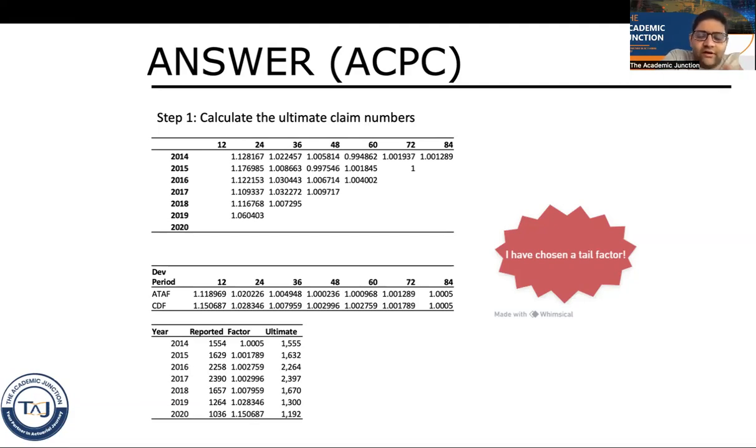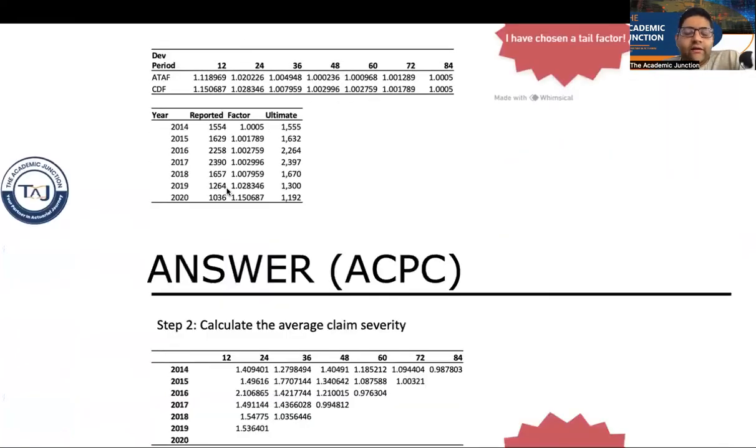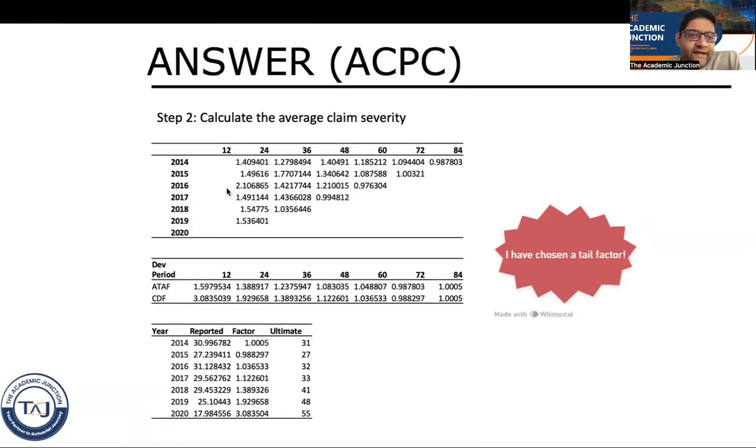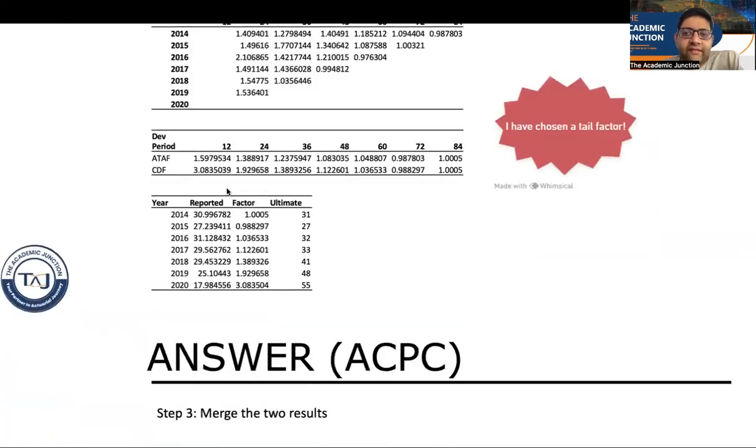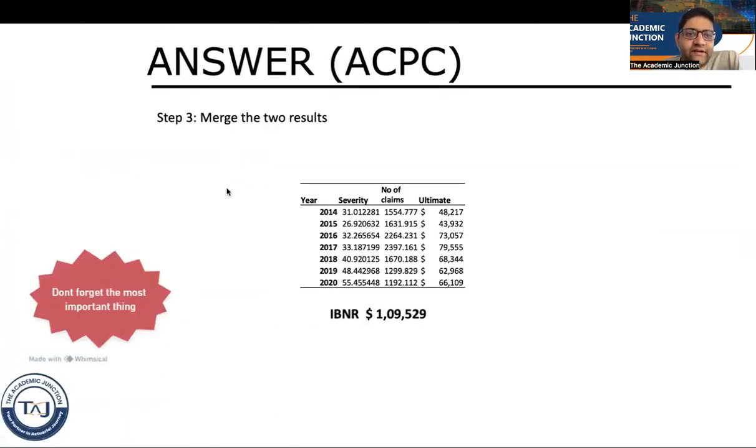So yeah, you're broadly right. First step, calculate the ultimate claim numbers: use the same triangles, calculate the ATAFs, calculate the CDF, then tabulate the ultimate claim numbers. Step number two, calculate the average claim severity. Again, same format, calculate the ultimate claim severities from this, and then finally merge the results. What was your IBNR number?